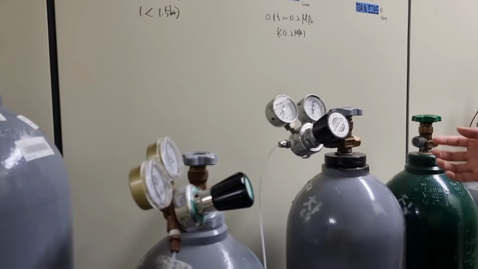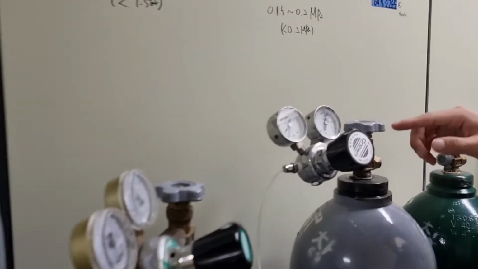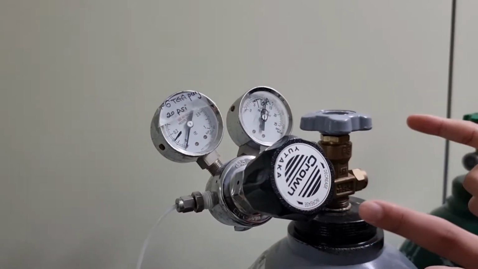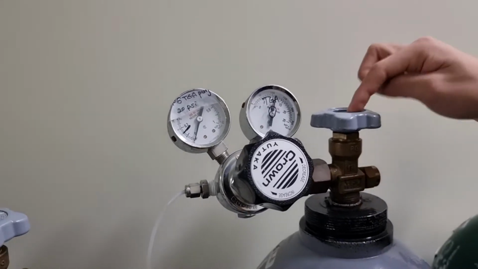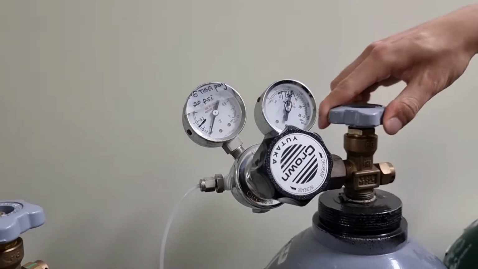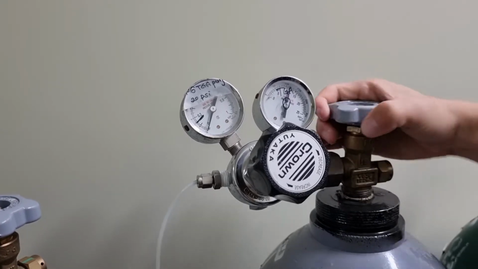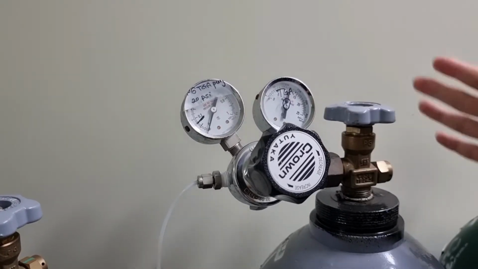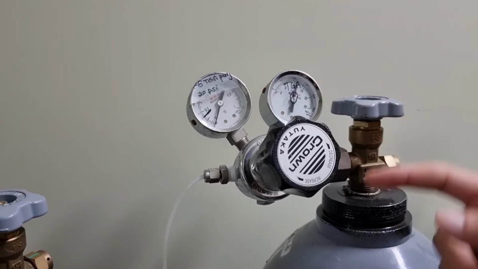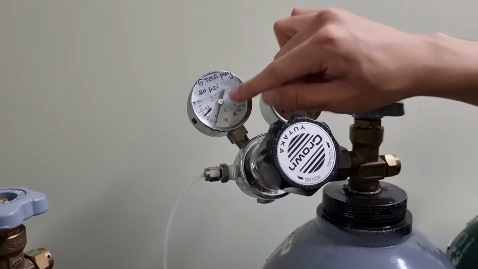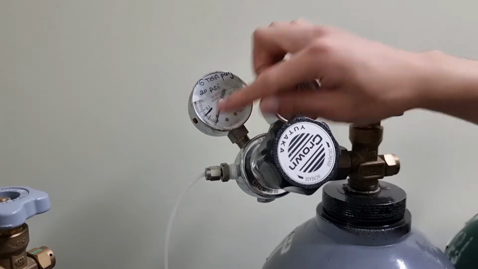So let's move on. There are two kinds of valves that you should turn. One's this, so you should turn this in a counterclockwise direction. So this much is fine. And then you should turn this and make this scale go up to this black label.